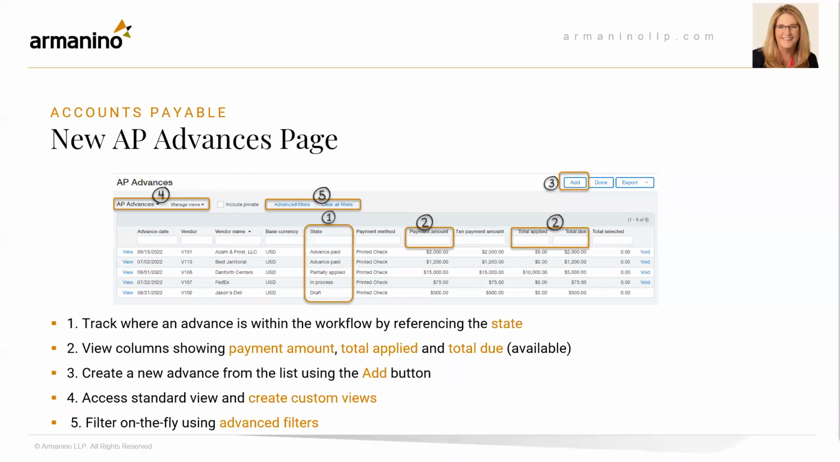You can view the columns showing the payment amount, total applied, total due, aka the amount that's available to apply to a payment or to an invoice. You can create a new advance from the list using the add button. That's very exciting. I know a lot of people were asking for that. You can access standard view and create custom views, like you can on many other list views in the instance. And then you can filter on the fly using advanced filters.